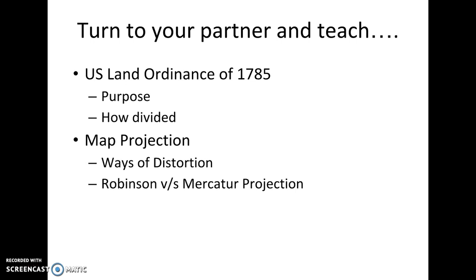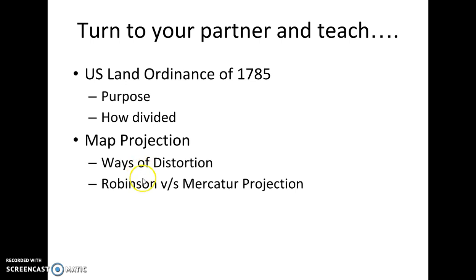You see this especially at the poles. Antarctica and the North Pole look very large on a map, when in reality they're not. That's just because they've been stretched out. The last one is direction. Direction from one place to another can be altered depending upon what type of projection they're using and from where they're projecting. If they're projecting from the poles or from the equator, it will change the way that it is depicted.